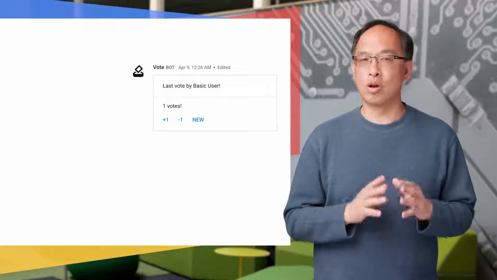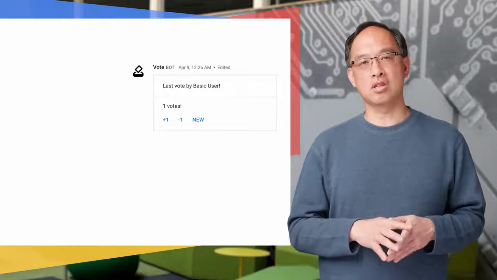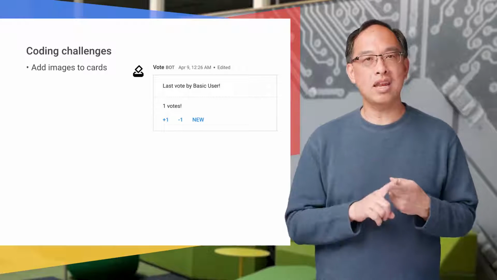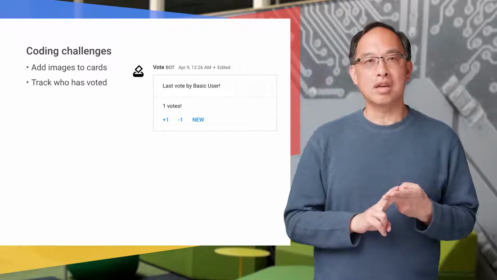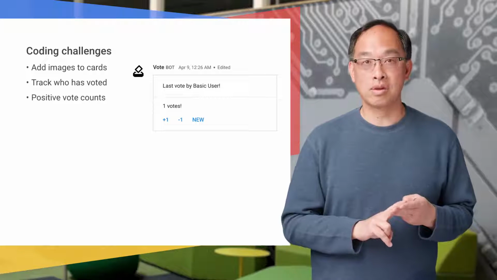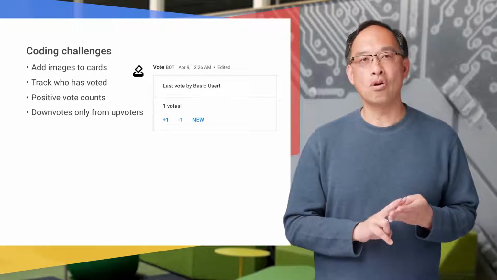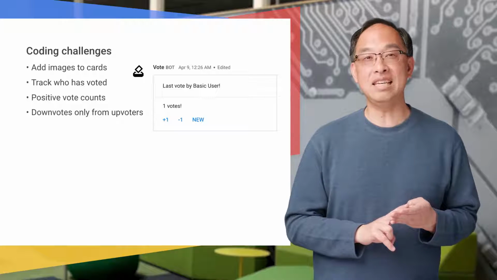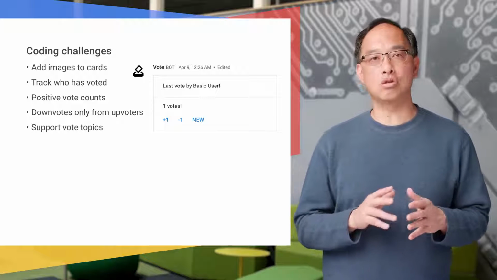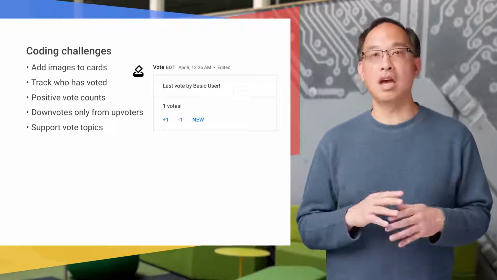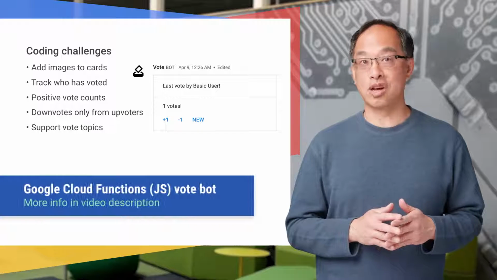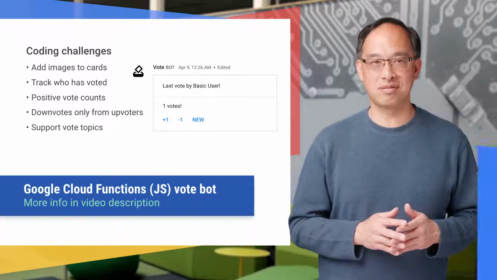Got your vote bot working and want to break out of the box? Well, here's a challenge for you. Make any or all of these 5 additional upgrades. 1. Add images. 2. Keep track of who has voted and who hasn't. 3. Don't let the vote count go below 0. 4. Only allow downvotes from users who have at least one upvote. And 5. The user who starts a new vote should be able to choose a topic, like lunch, after work game, and so on. By the way, the first one has already been done for you, so check it out in the docs page on interactive cards.